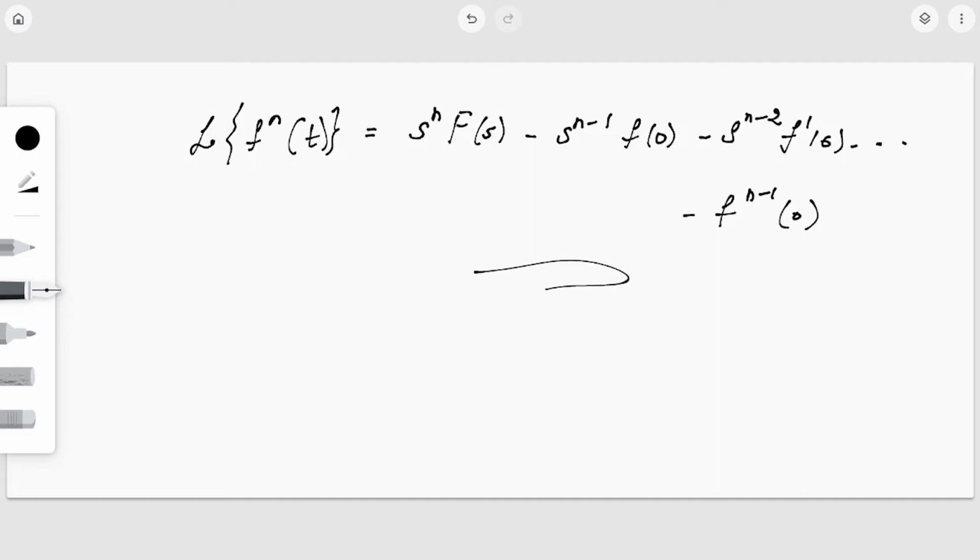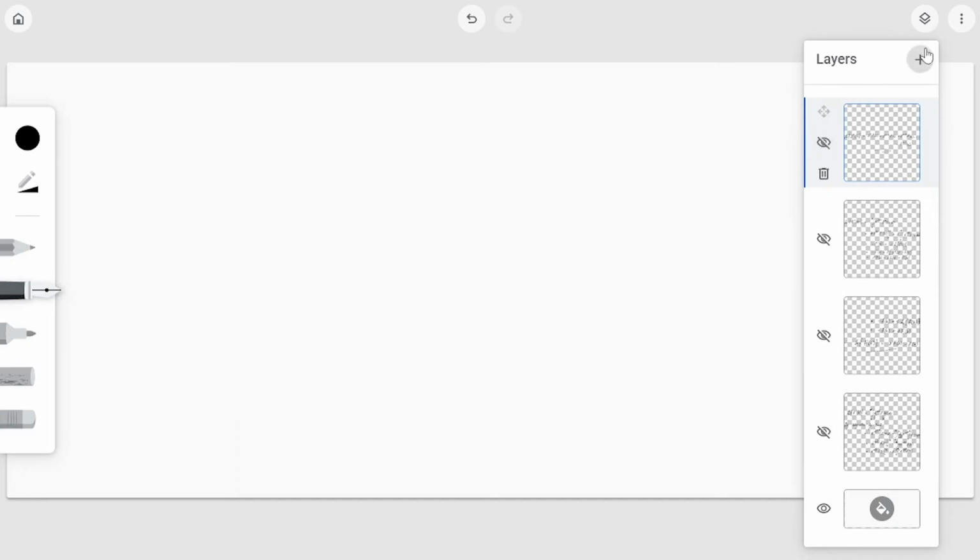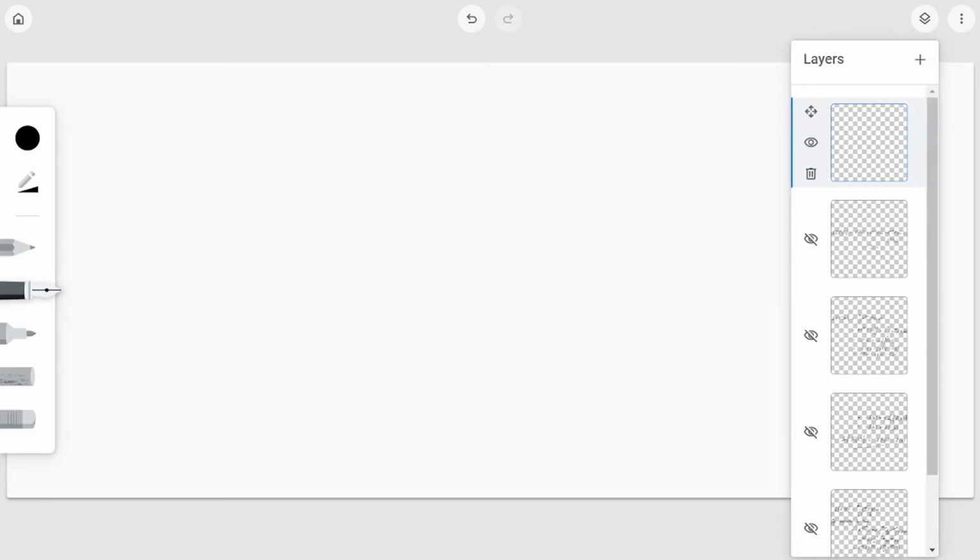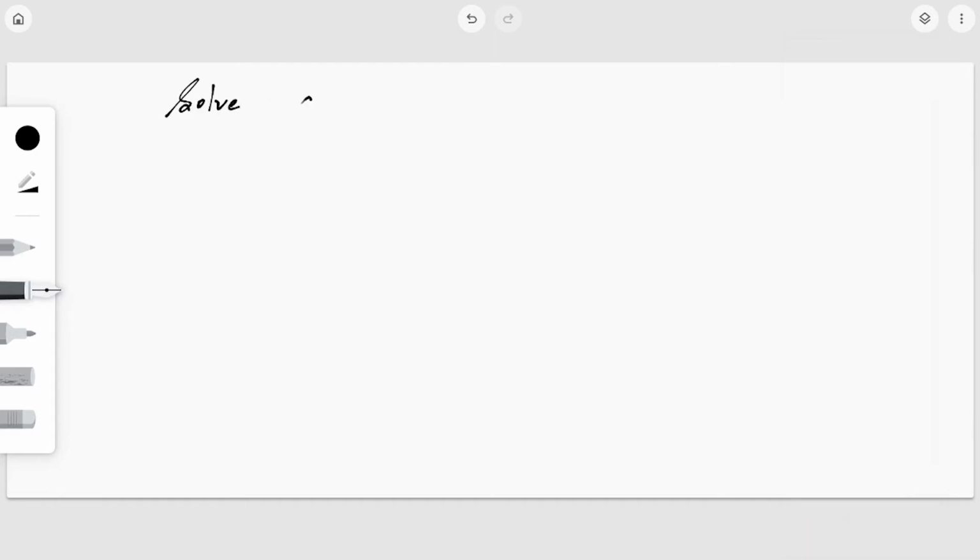Now with the help of this transform of derivatives and the inverse transform, we will be able to solve differential equations. So I'll just show an example how to do that, and then we shall move on to a new theorem. So we are asked to solve the differential equation dy by dt plus 3y is equal to 13 sine 2t, given y of 0 is 6.